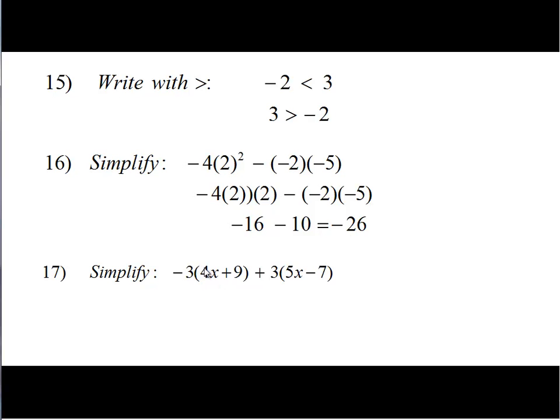-3 times 4 makes -12. -3 times 9 is 27. And they're both negative because there's a negative when you distribute. Positive 3 times positive 5 is 15. Positive 3 times -7 is -21.